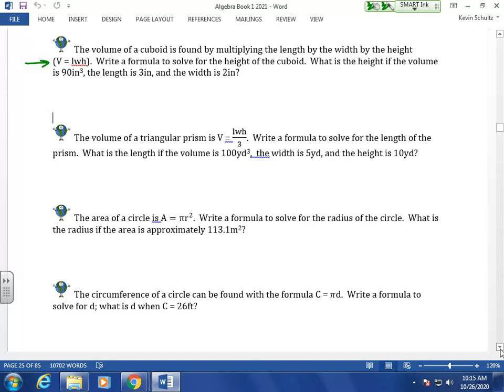So we're going to start with this formula as it's written here. Volume equals length times width times height. And our first job is to write a formula to solve for the height of a cuboid. So we want to isolate the h variable in this formula. What would we do? We want to get h by itself here. What would we do? James? Multiply the width times the length.